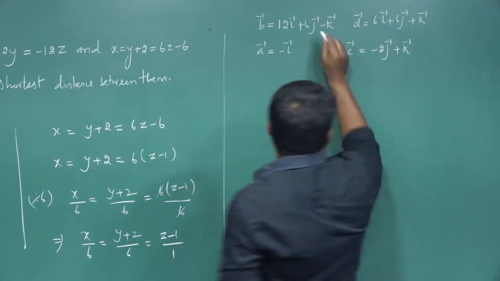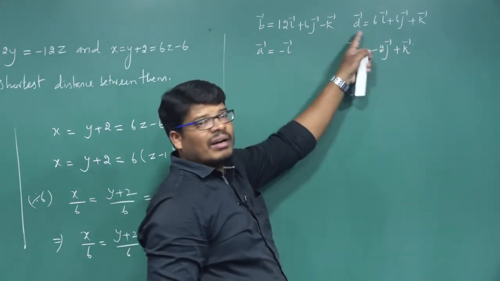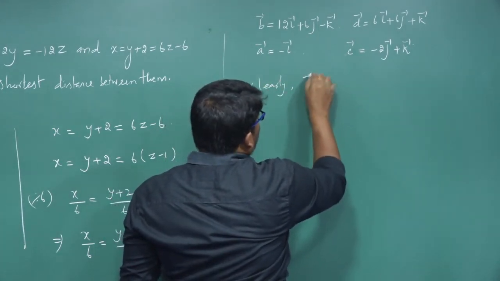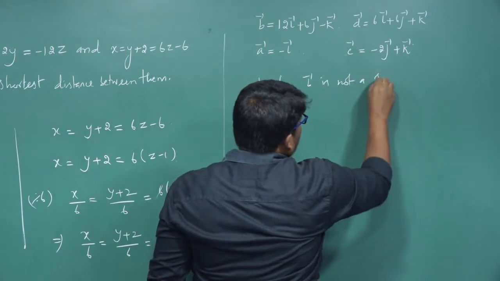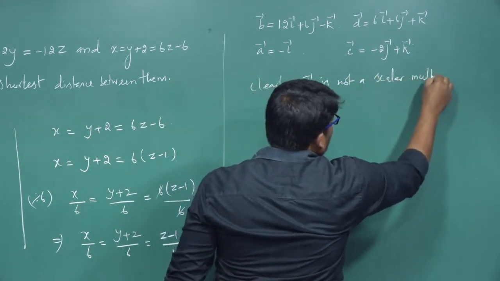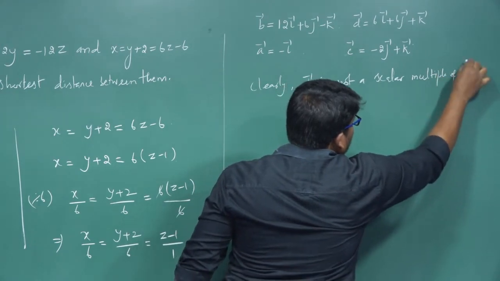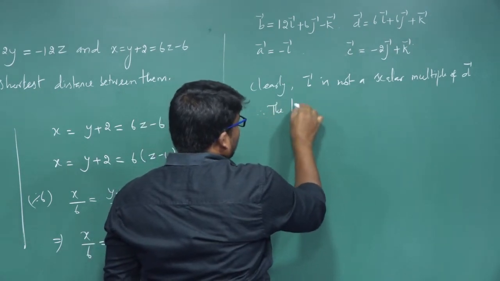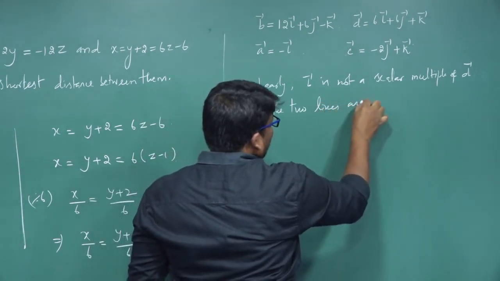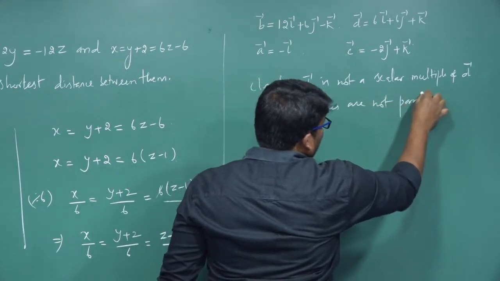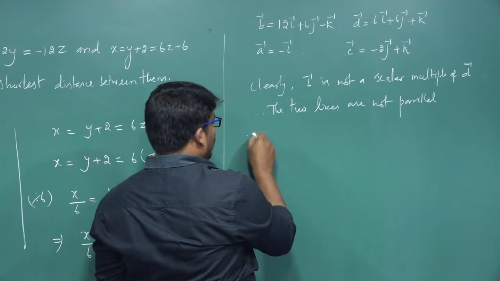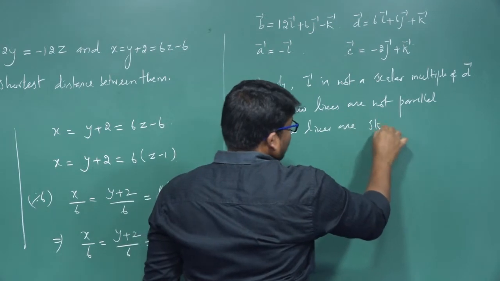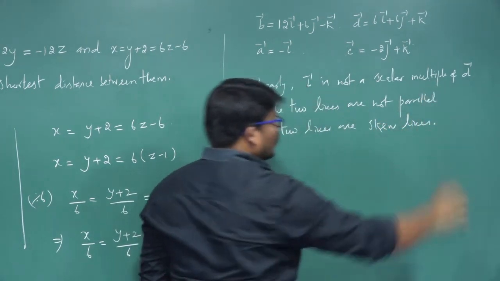Now comparing B and D, B vector is not a scalar multiple of D vector. So therefore the two lines are not parallel. Not parallel means the two lines are skew lines.